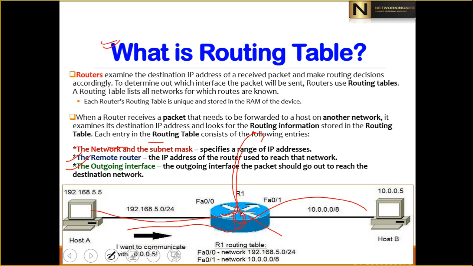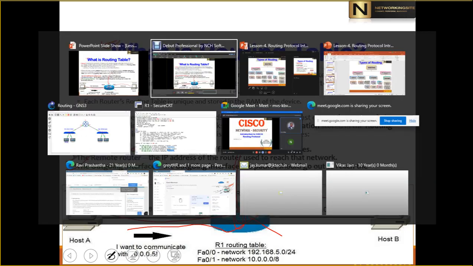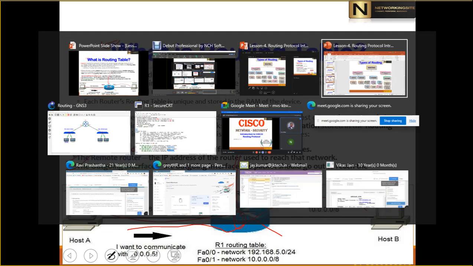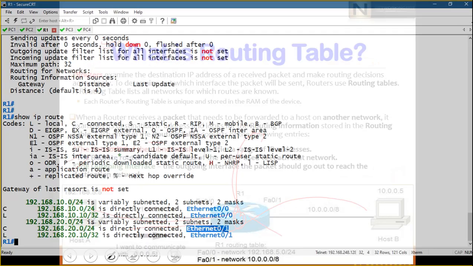And how to check the routing table? Remember we checked with this command, show IP route, right? This command, so IP route.